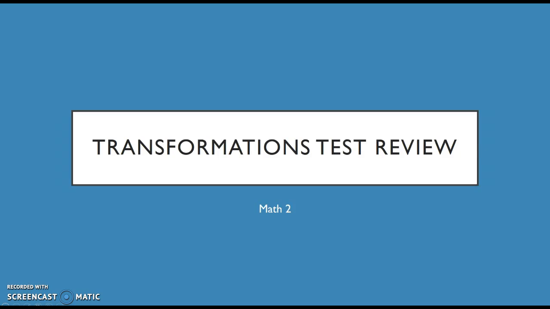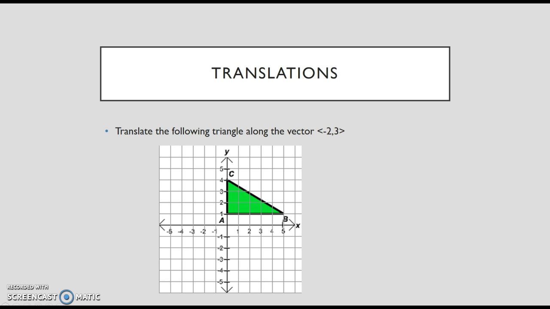This video is going to help us review for our upcoming tests on transformations. So to start with, we started looking at translations, which is another way of sliding a figure. All right, so if I want to translate the following triangle along the vector -2, 3. Remember, the first one is always x, and the second one's always y.